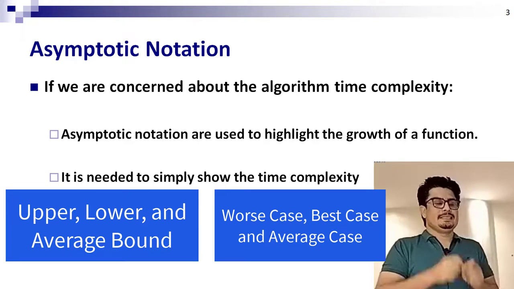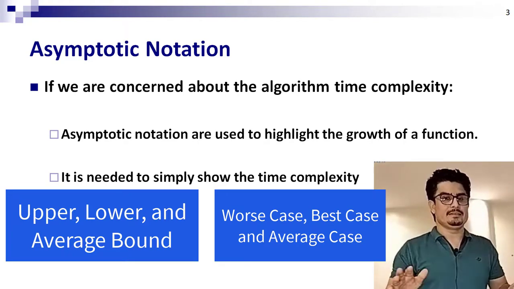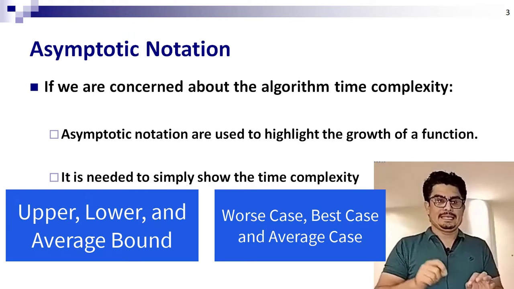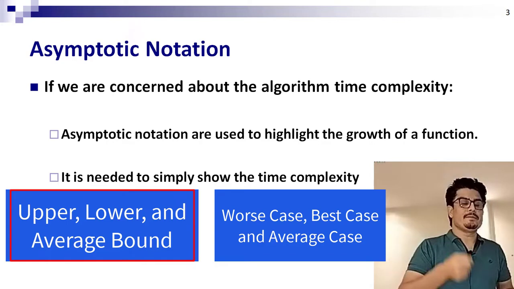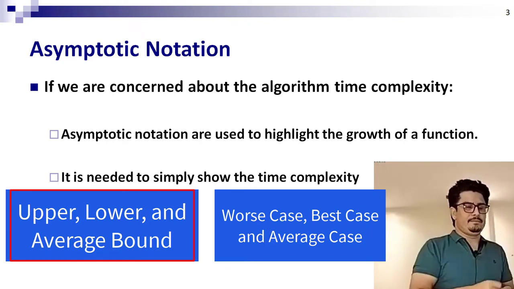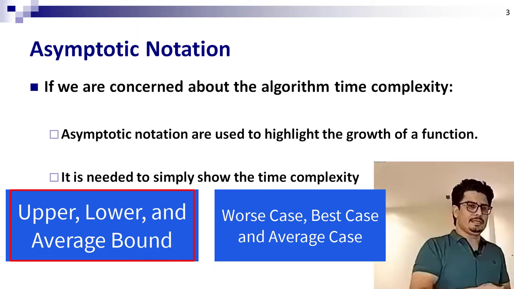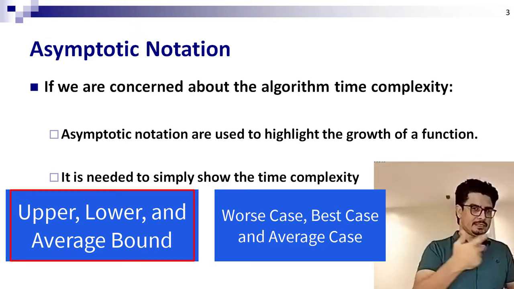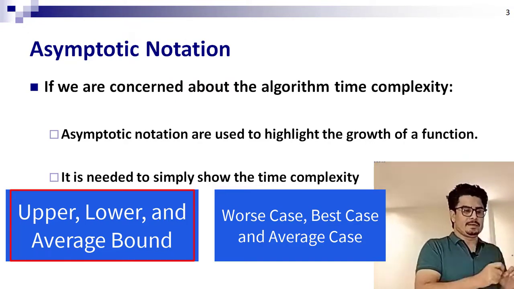Asymptotic notations are just notations. They don't have any concern about the best case, worst case, and average case. They just give you the complexity of the algorithm, that it will take that much time. If it's good for you, then it will be your best case. If it's not good for you, it will be the worst case for you. So it's only concerned with the time complexity.